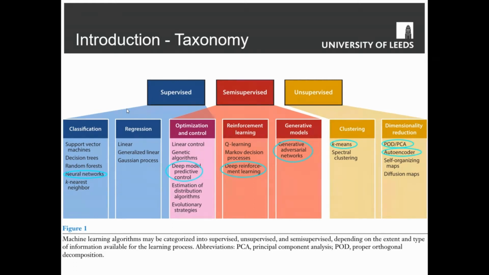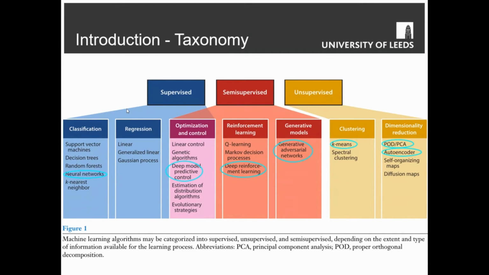And then for unsupervised learning, there are applications listed here: clustering and dimensionality reduction. I've actually dropped a little bit on k-means clustering in the presentation because I know I wouldn't have time to cover it, but I will talk about proper orthogonal decomposition, POD, principal components analysis and autoencoders as examples of unsupervised learning.